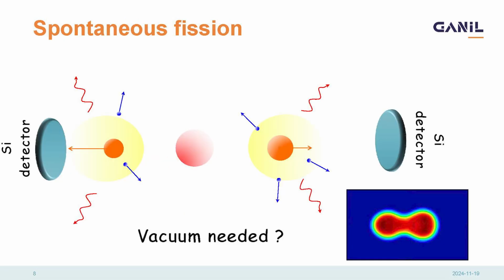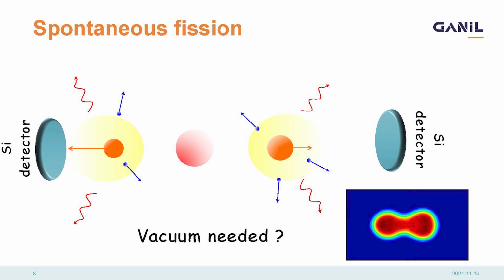So let's start from basics. You take your spontaneous fission source. First you have to make it fission. Okay, nice. Now what can we do? The simplest thing is first to measure what is coming out of this. So let's take a silicon detector and look at what is going on.